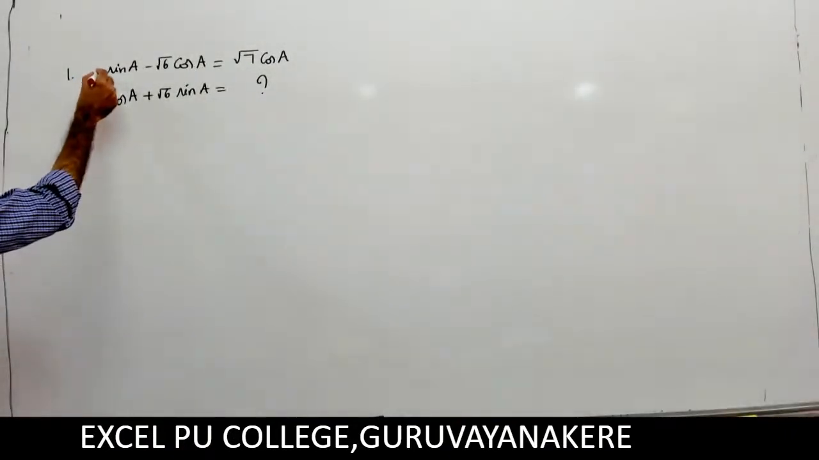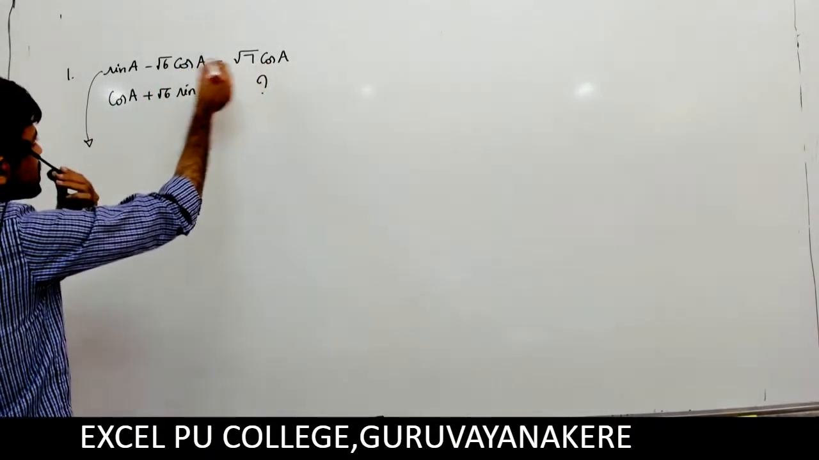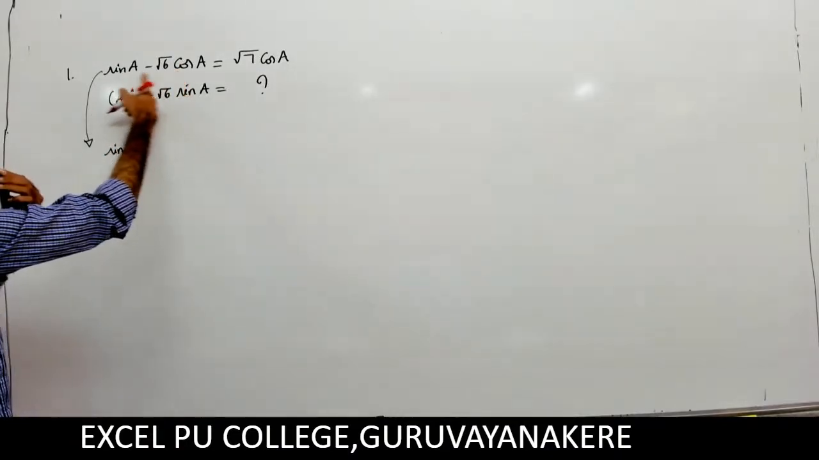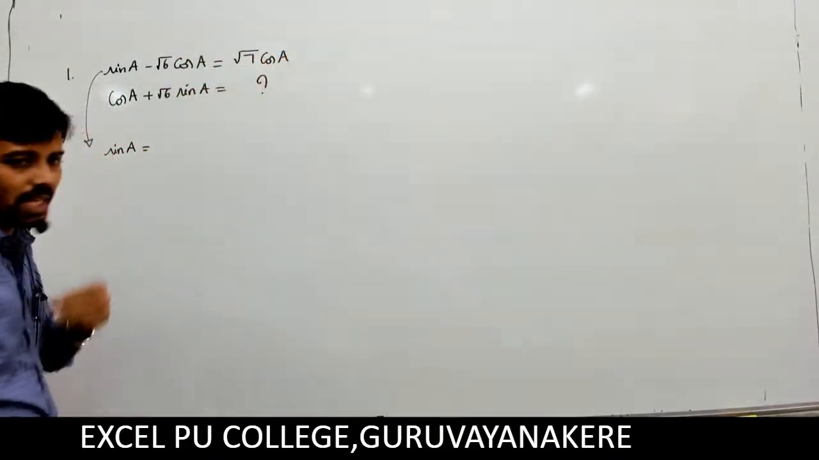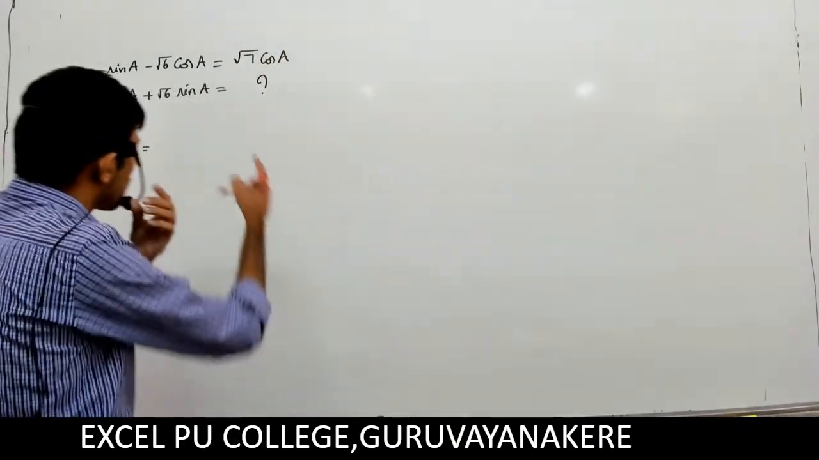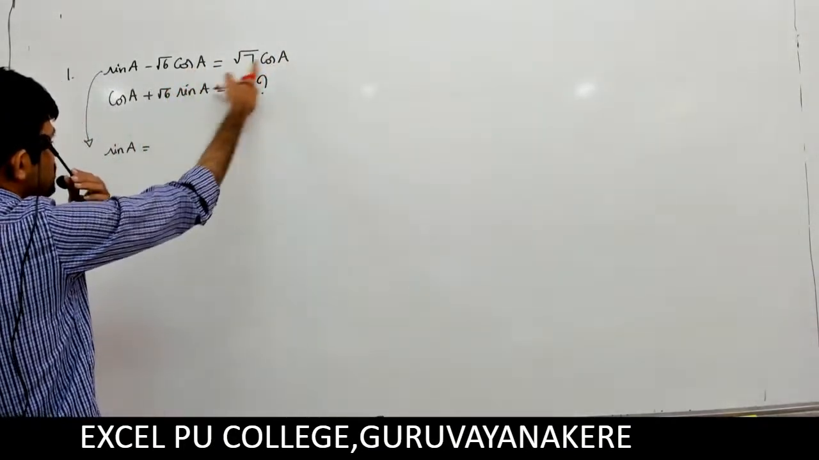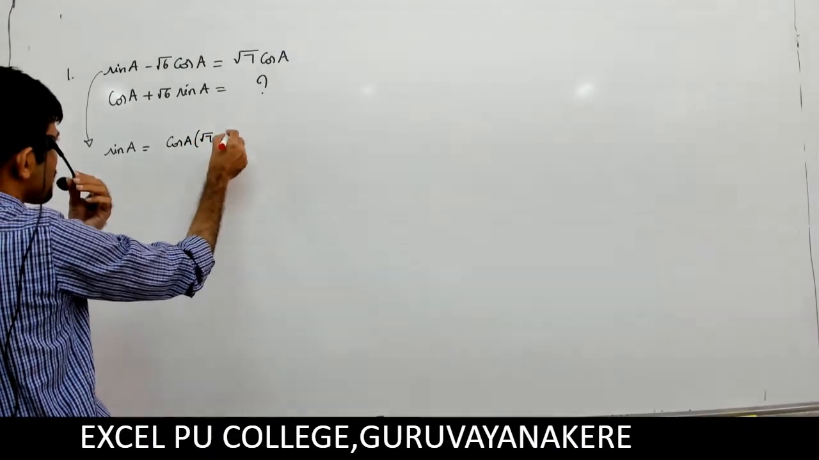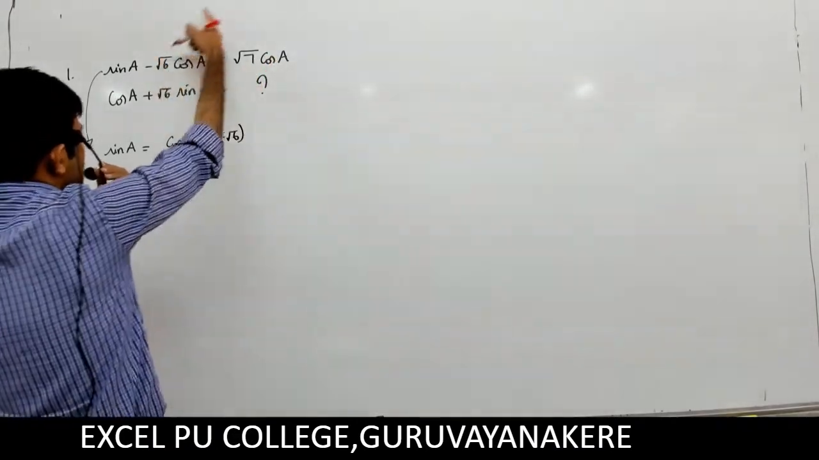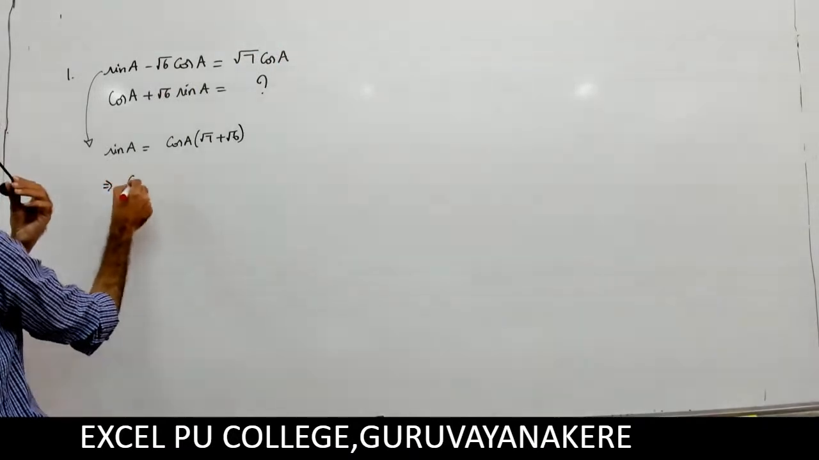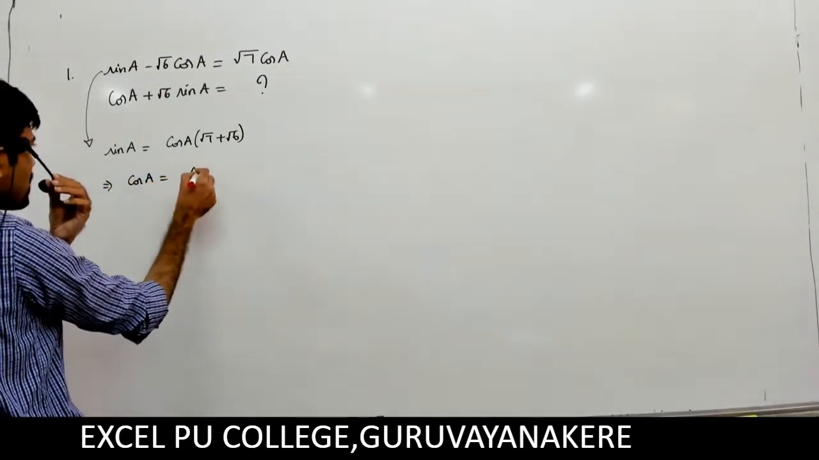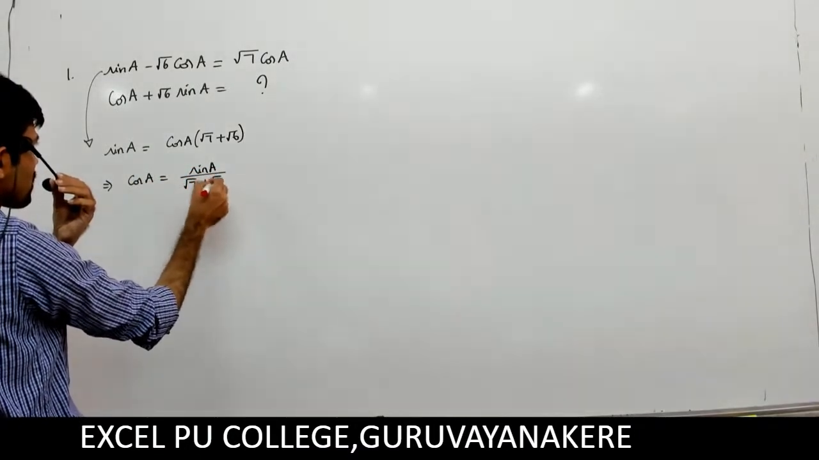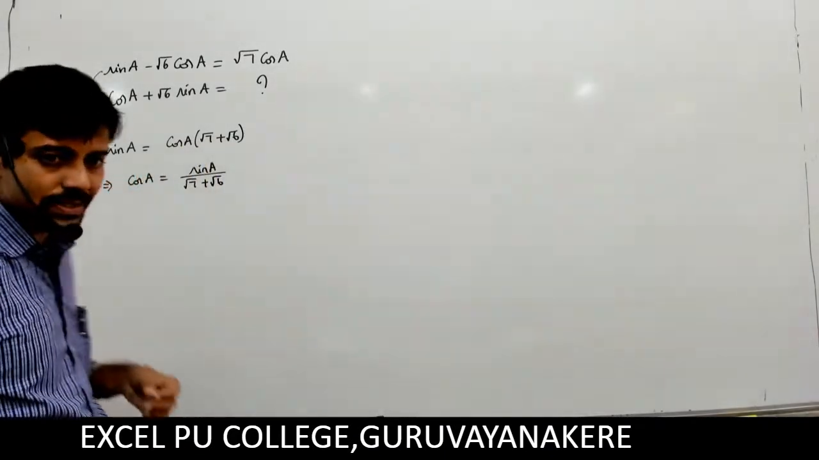So from this, what we do is you take cos A common, rearrange this equation. Take it to right hand side. So what we get, cos A is common among these two terms, cos A into root 7 plus root 6. From this we can write this as cos A is equal to sin A divided by root 7 plus root 6. Correct? Cos A equals sin A by root 7 plus root 6.